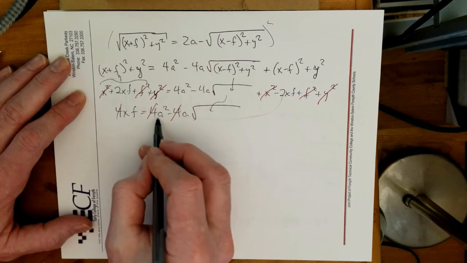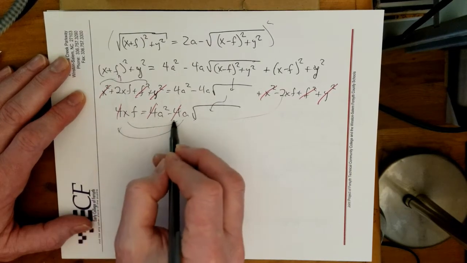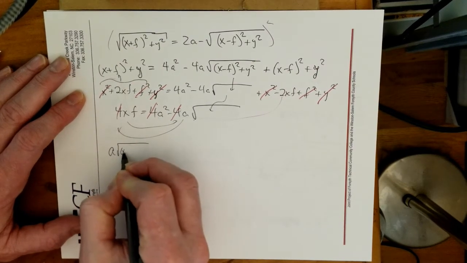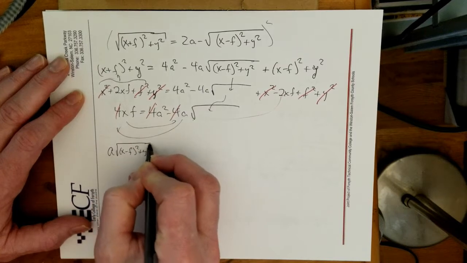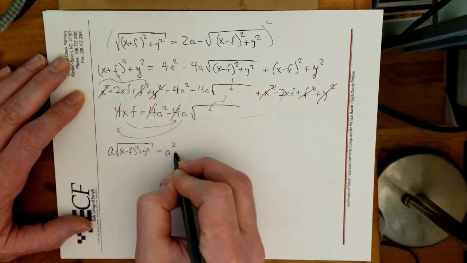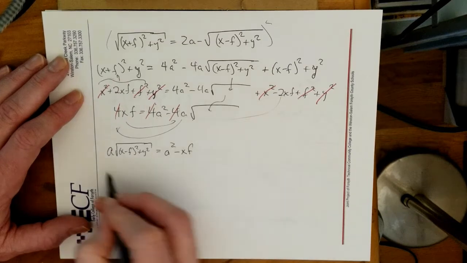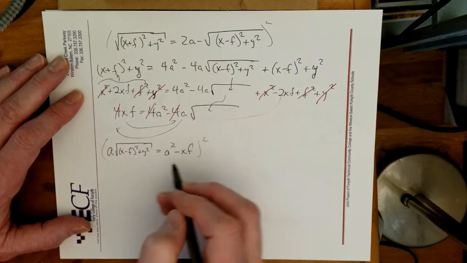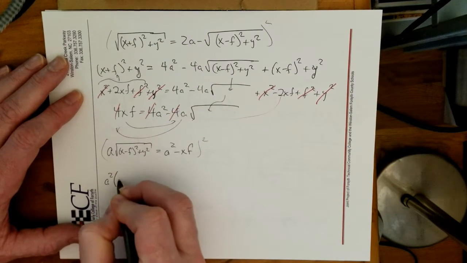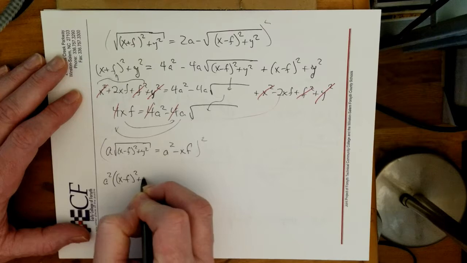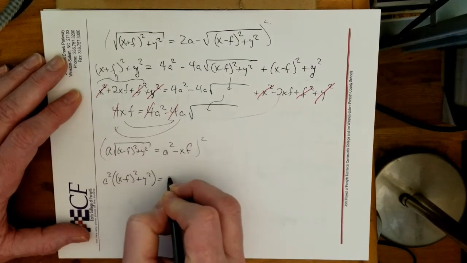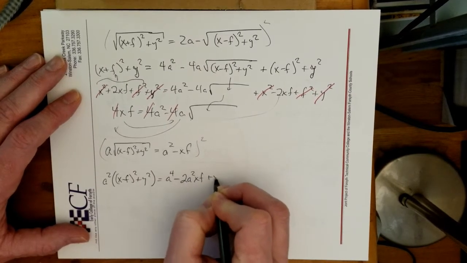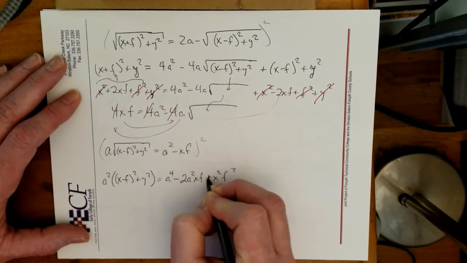So isolating that, let's flip sides for these. So I have a times the square root of (x minus f) squared plus y squared is equal to a squared minus xf. I can leave the a there or not. I'm squaring both sides again. This will get rid of the final radical, so I have a squared times ((x minus f) squared plus y squared) is equal to a to the fourth minus 2a squared xf plus x squared f squared.